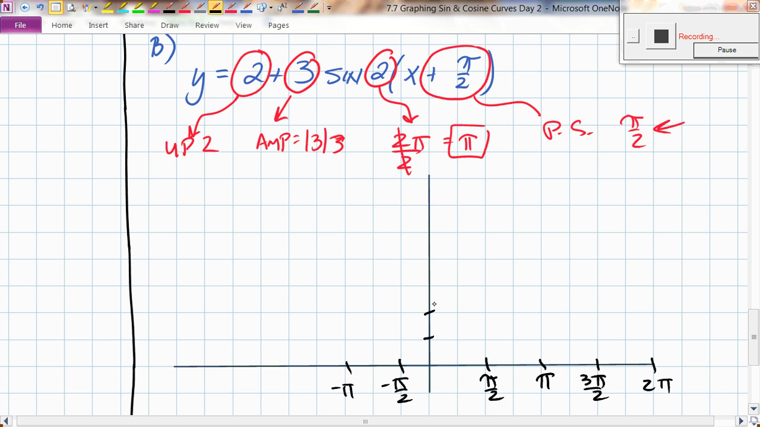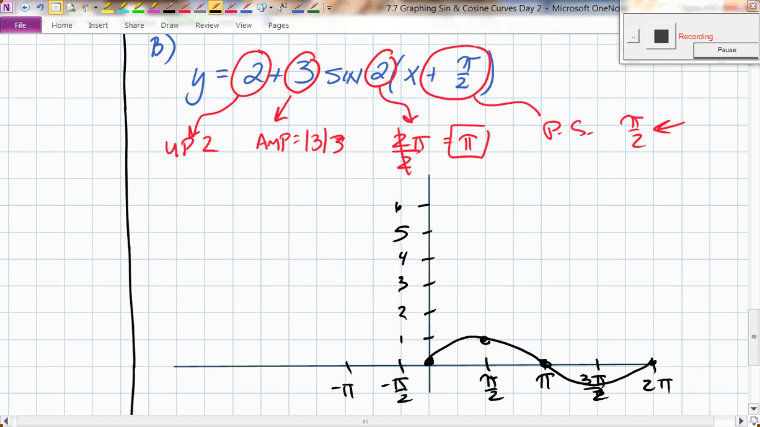And then I'm going to go 1, 2, 3, 4, 5, 6. Okay, let's start off with a basic sine curve, right? In black, a basic sine curve looks something like this. 5 dots. Here are my 5 beautiful dots. Hopefully yours looks better than mine.